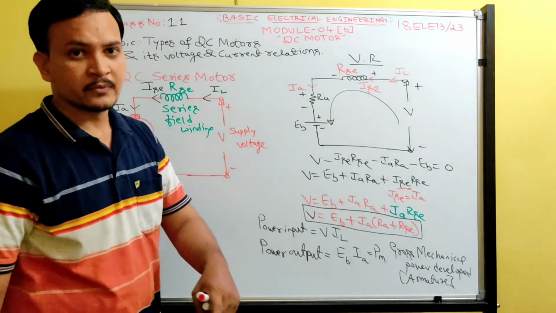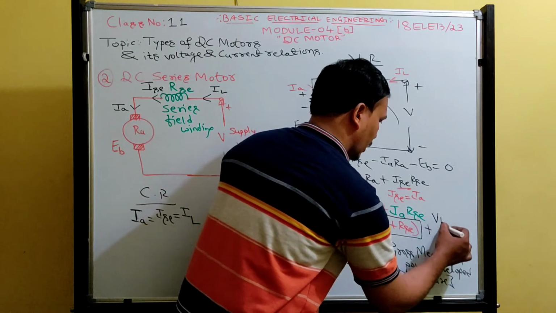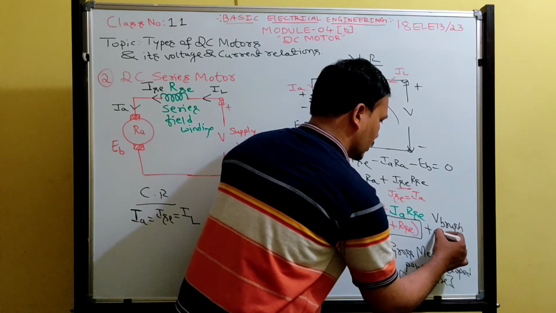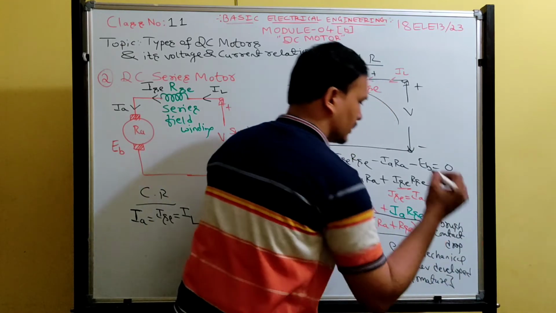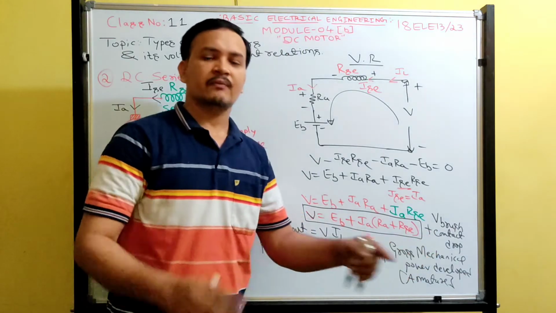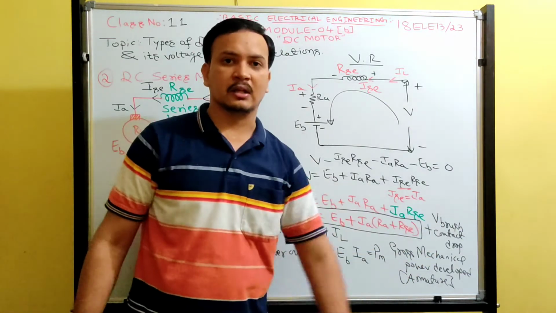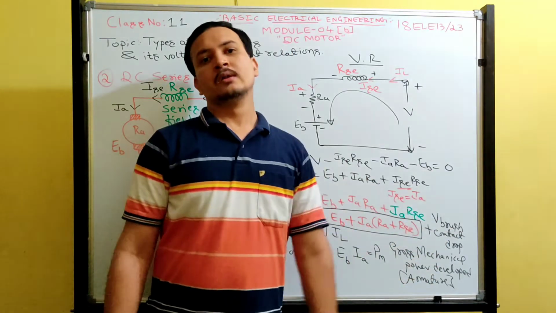What is the other term? Brush drop. Very good. V, brush drop, or brush contact drop. If it is given in the problem, then only add this term. If not given, don't take that term. Delete that term. Consider this brush contact drop as 0.